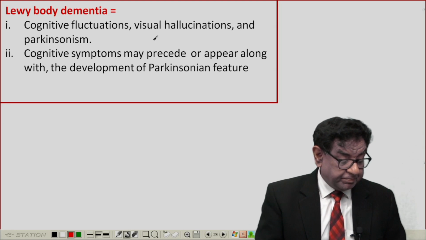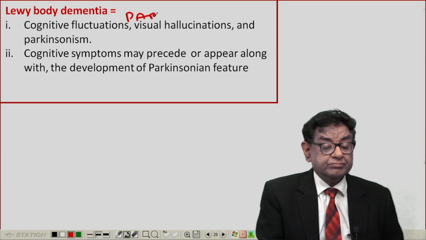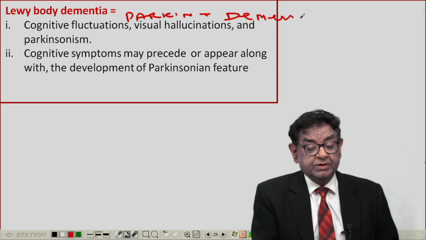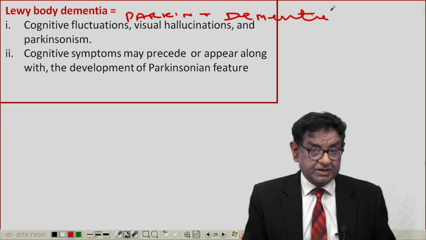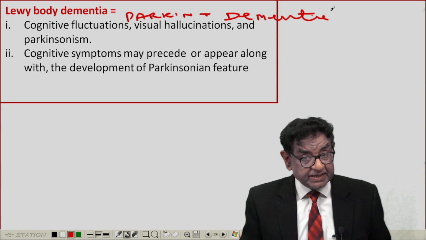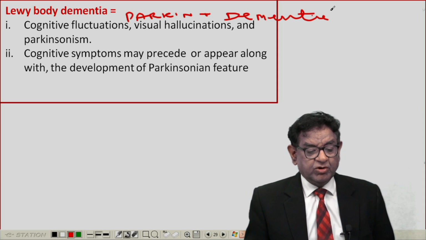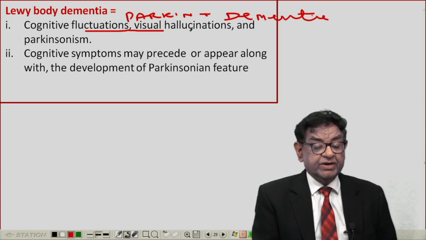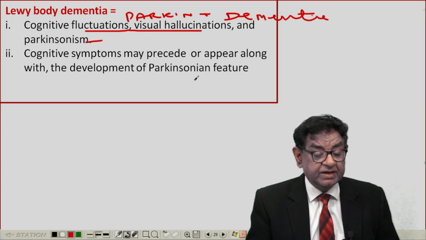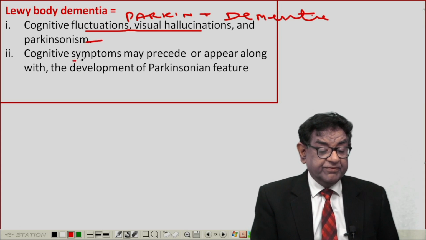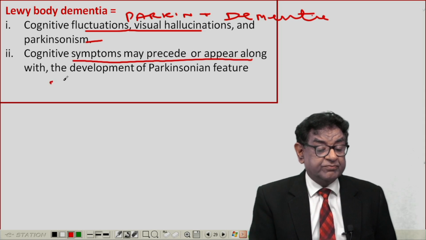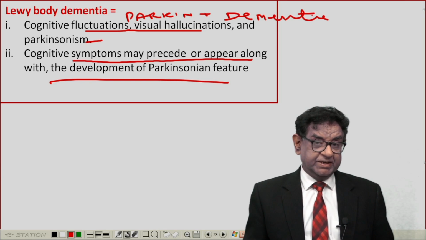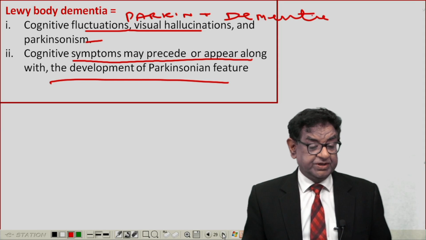and Lewy body dementia is nothing but Parkinson plus dementia. Remember, in a routine Parkinson patient, depression is very common, but dementia is a late feature. But we have one entity called Lewy body dementia, where it is a little early: cognitive function fluctuates, visual hallucination and Parkinsonism are there, and very interestingly, cognitive function may precede or may appear along with the development of Parkinson features. That means in these types of patients, dementia or impaired cognitive function is a very early feature.